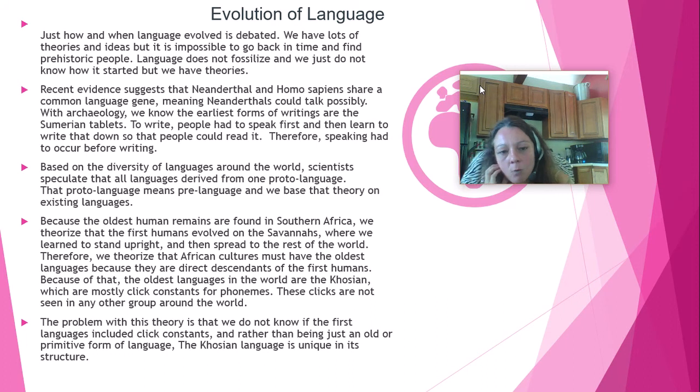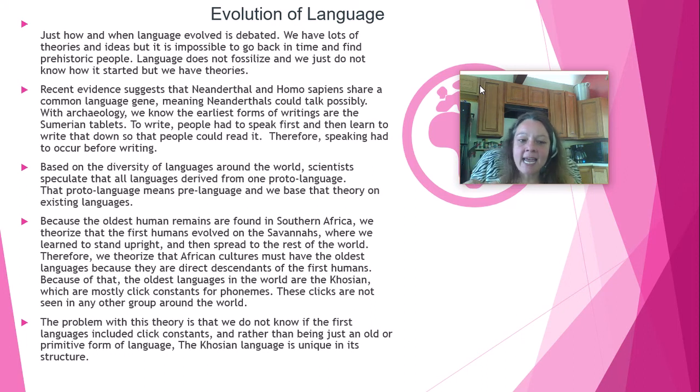However, we seem to say that all languages derive from one proto-language. So it's a little bit of diffusion here. So language started somewhere and then diffused out to the rest of the human species there. And so that proto-language, we think, is a pre-language, and so that's the theory that we use to base all existing languages on, okay? Now, there's a problem with this idea of a pre-language there, okay?